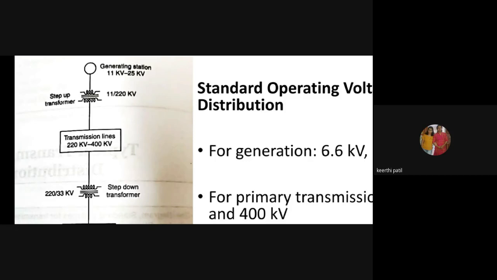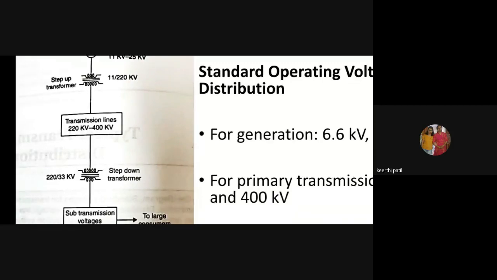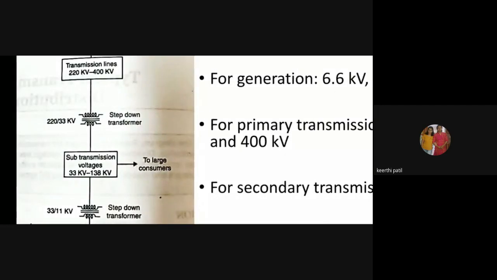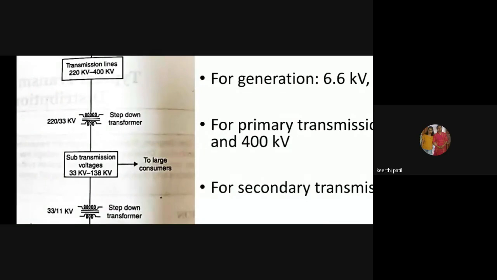Now these days there are higher line voltages and higher capacity ratings. But as far as our bookish knowledge is concerned, it is 220 kV to 400 kV. After the transmission lines carry it, the power is stepped down with the help of a step down transformer, and its voltage rating becomes 220 kV to 33 kV. So this is the step down transformer, stepping it to 33 kV.